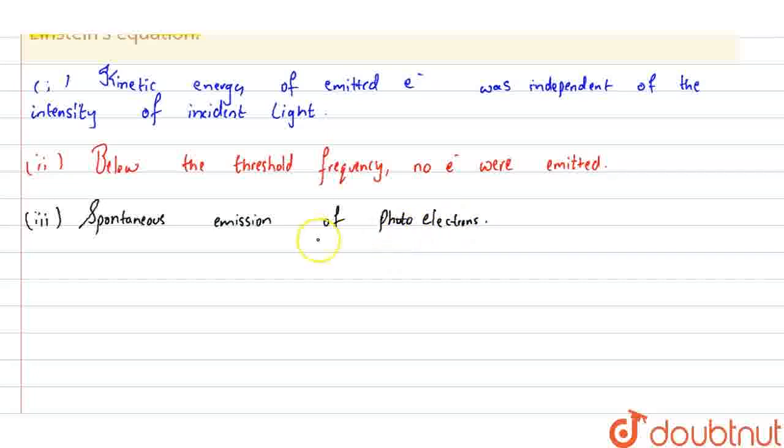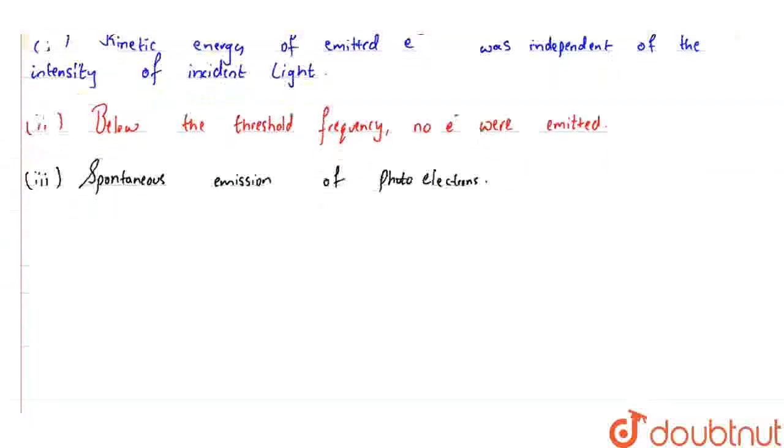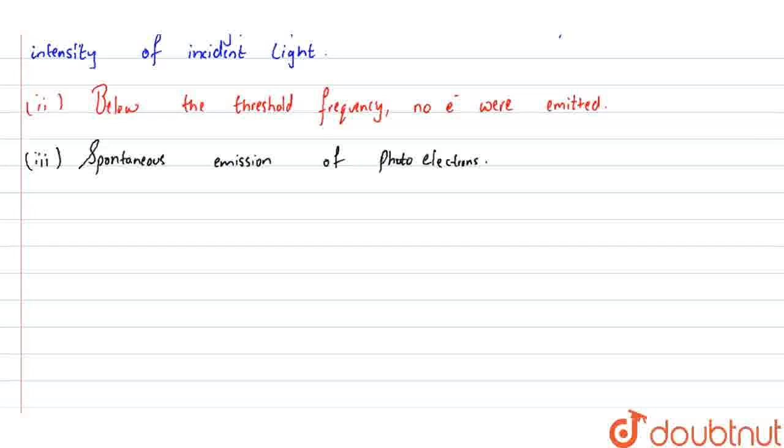Because spontaneous emission occurs because of the intensity of light. We just learned that the kinetic energy is affected by the frequency of photons, and the intensity of the light affects the amount of electrons being emitted. So the intensity is what causes spontaneous emission of photoelectrons, and it's also almost instantaneous. So now we can conclude our answer.